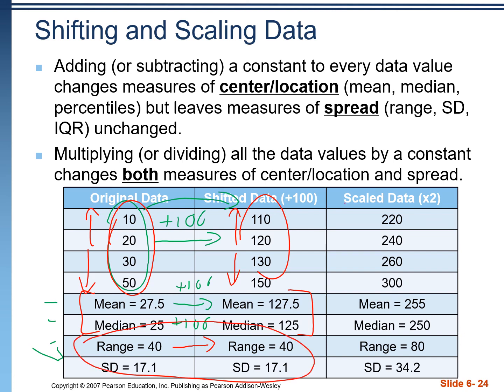Now let's talk about scaling data. So instead of adding something, we're going to multiply it. So this gets multiplied by 2, and same thing with all these other numbers. Again, measures of center also get multiplied by 2. But this time, the measures of spread change with it. So the range is now 80. They've gotten twice as far spread apart as they were originally. Standard deviation is also going to increase by a factor of 2.